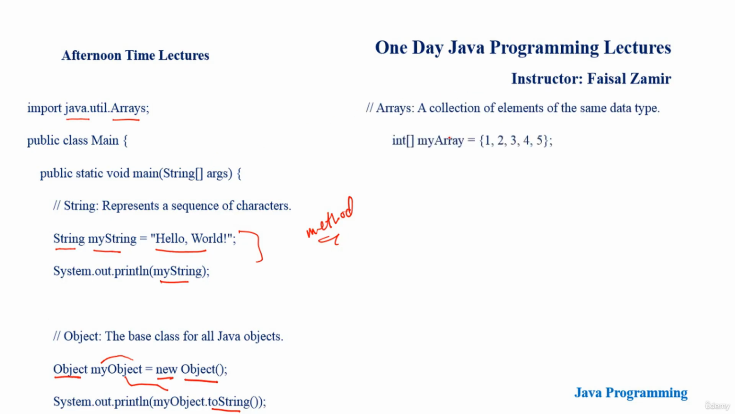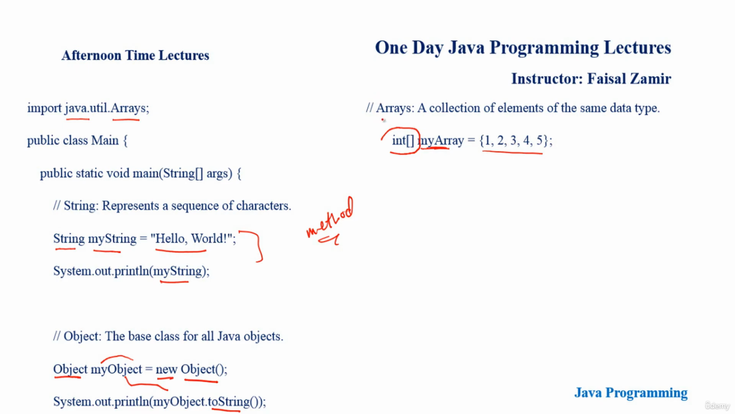Another is array. This is how you can create an array. Actually, this is a data type: which type of data will be stored in the array? This is the array name, equals, and you can provide your array values, array elements or array items. We will cover arrays in the next classes.